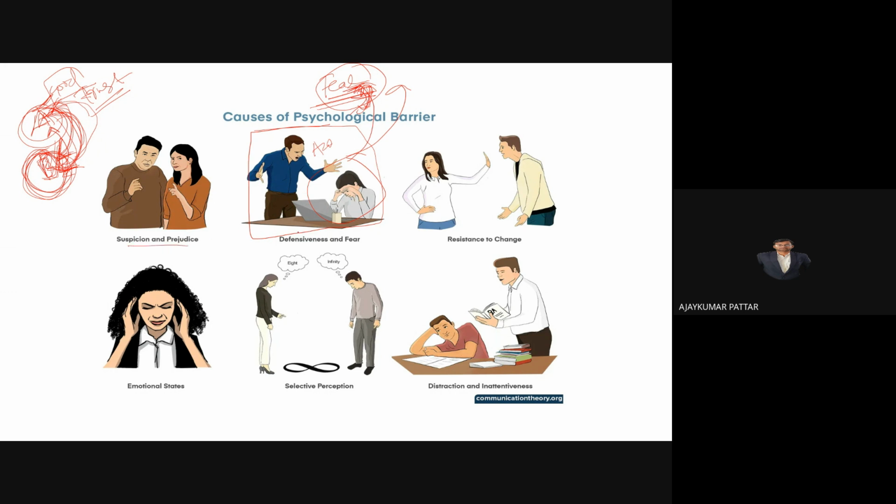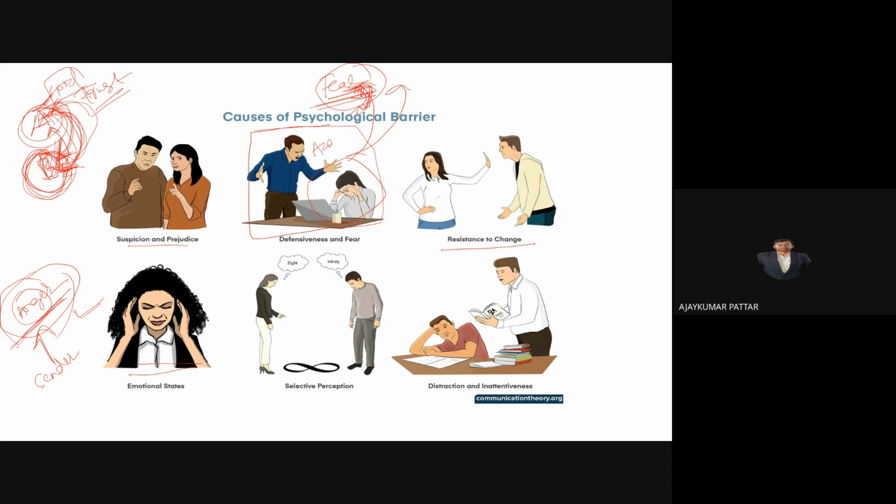And suspicion, prejudice and emotional stress. Because of emotional stress, you will also not receive the proper knowledge. For example, you are in a very angry condition, so whatever I am telling you, you will think that I am telling you something bad, because you are in an angry emotional state. That is why emotional states also act as a barrier for effective communication.